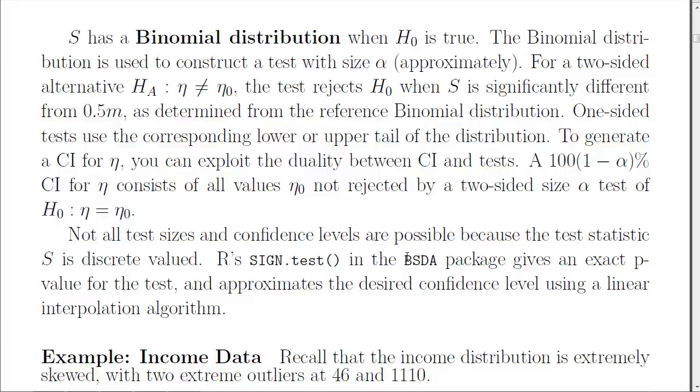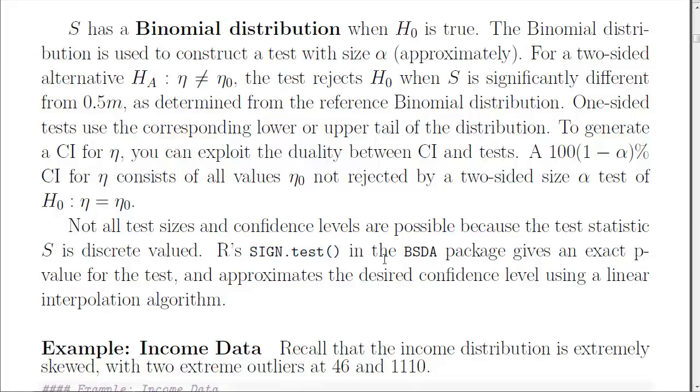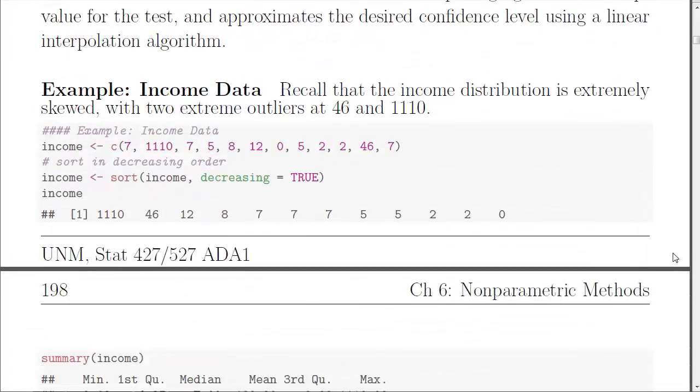We're going to use this BSDA package, which gives us the function for the sign test. Notice the capital letters here. And just as t.test gives us both the p-value for our hypothesis test and the confidence interval, we're going to get those two outputs for this as well.